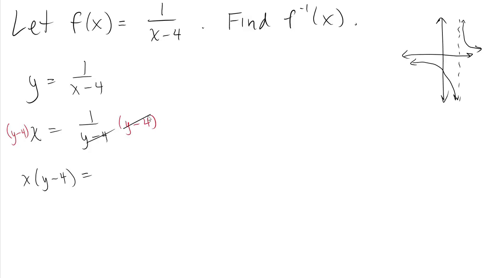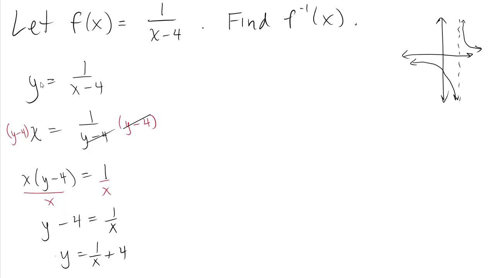On the right side, these factors cancel and we just get 1. Now I'm going to divide both sides by x. It wouldn't be wrong to distribute the x and solve that way, but this is a little bit faster. I get y minus 4 equals 1 over x, and then I add 4 to both sides and I get that y equals 1 over x plus 4.